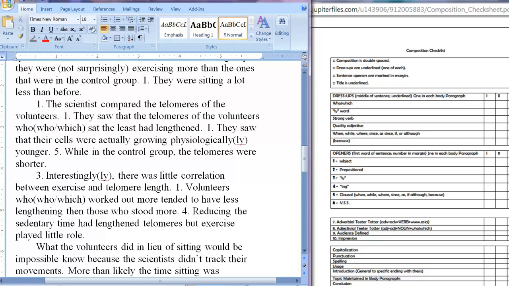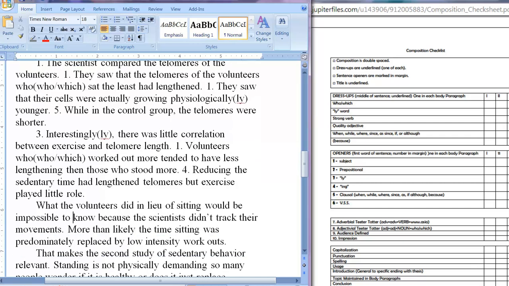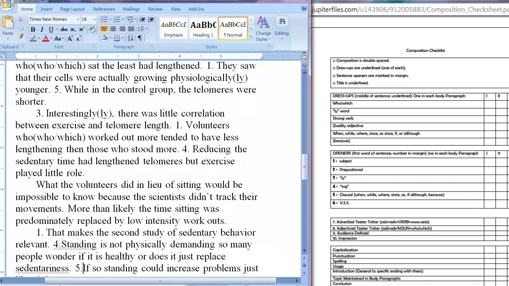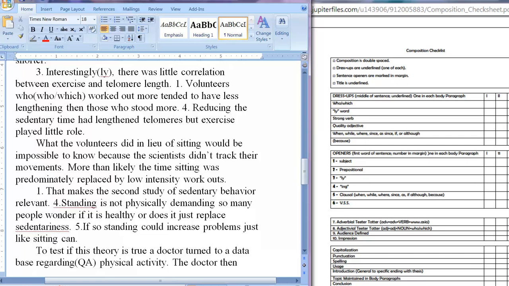What the volunteers did in lieu of sitting would be impossible to know because the scientists didn't track their movements. More than likely, the time sitting was predominantly replaced by low intensity. That makes standing, if clausal, to test if this theory is true.